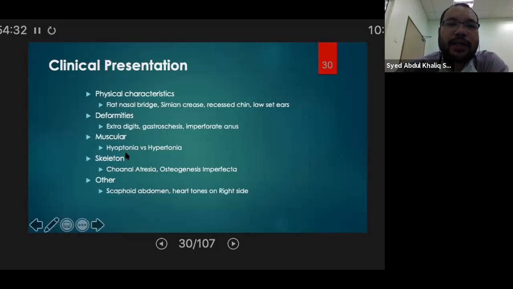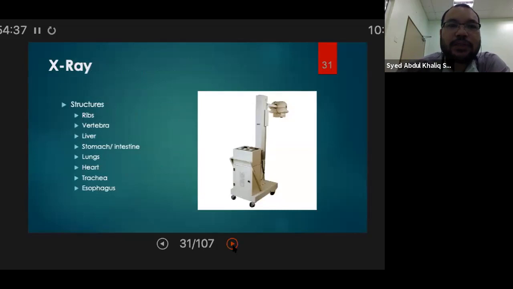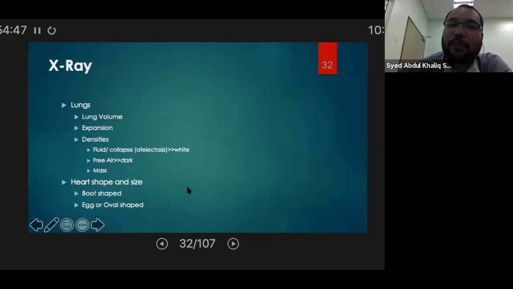Let's see. Okay, if you do X-ray, obviously you need to look at all the structures, the ribs, vertebra, liver, stomach, intestine, and whatnot. Lungs, you need to look at the lung volume. Pulmonary hypoplasia, usually the lung volume will reduce. They have the bell-shaped heart. And lung expansion. So, kalau MAS, RDS, sometimes you may see the lung will be hyperinflated.